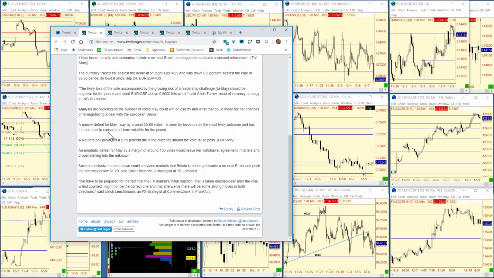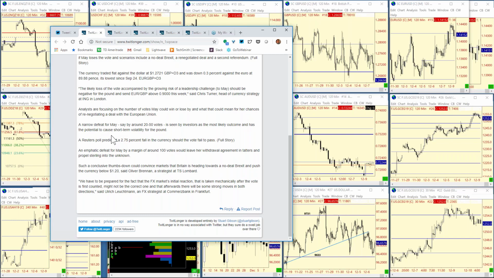Analysts are focusing on the number of votes May could win or lose by and what that could mean for her chances of renegotiating a deal with the European Union. A narrow defeat for May, say by around 20 to 50 votes, is seen by investors as the most likely outcome and has the potential to cause short-term volatility for the pound. A Reuters poll predicted a 2.75% fall in the currency should the vote fail to pass.